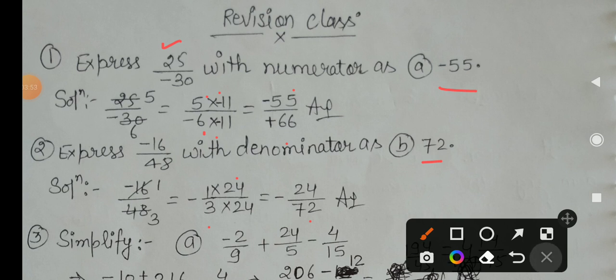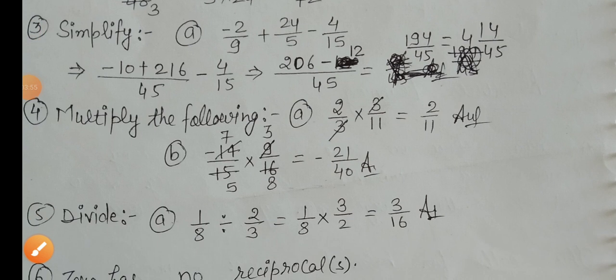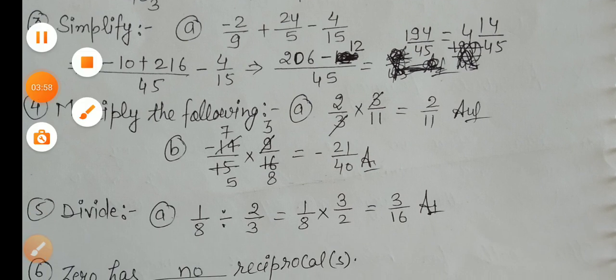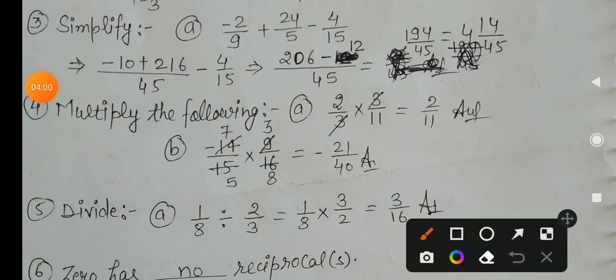Okay students, now we have to explain our next question, that is your simplification question. Students, in this question you have two or three fractions, and you have to perform the operation that is given in between these fractions. So here you have three fractions: minus 2 upon 9 and 24 upon 5, and you have to add these, and then after that you have to subtract the new fraction, that value is 4 upon 15.